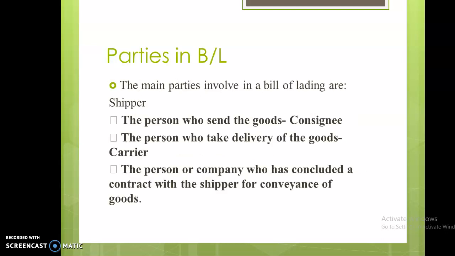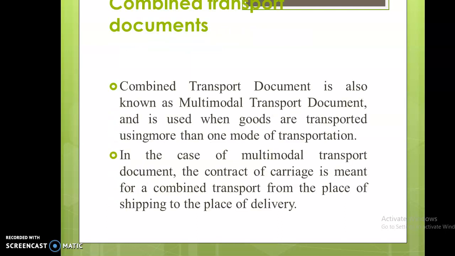Basically, there are two parties involved in this bill of lading. The first party is known as the shipper. The shipper is the person who sends the goods, and the consignee is the person who takes delivery of the materials. One is the shipper and the second is the consignee. Along with that, one more party is there, the carrier, which is important.